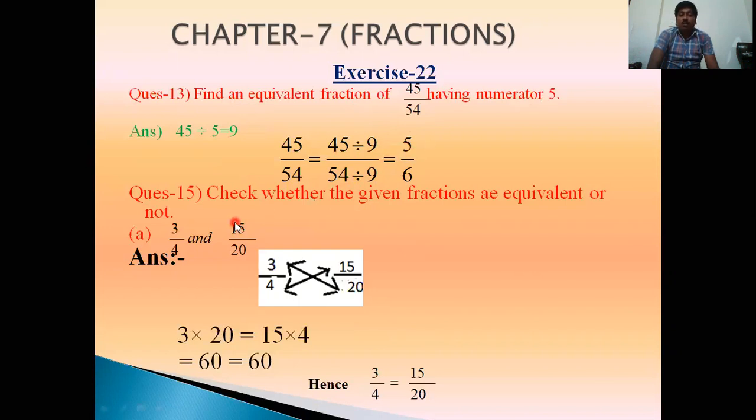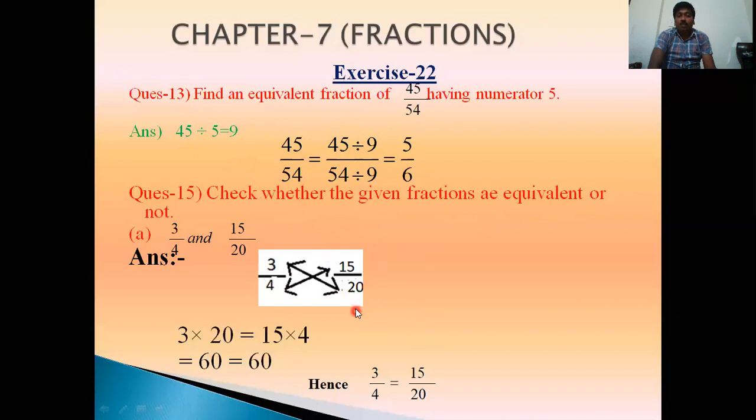Now, last questions. Check whether the given fractions are equivalent or not. And now, children, there is no question 14 to explain here. So for 14, you can solve this question by using this type of method. Now we go to question number 15. Check whether the given fractions are equivalent or not. How can we check that?